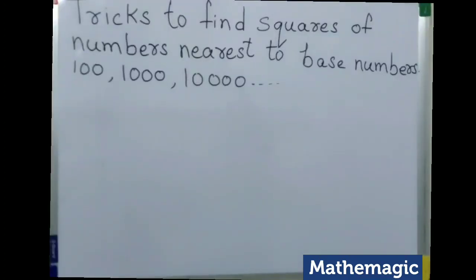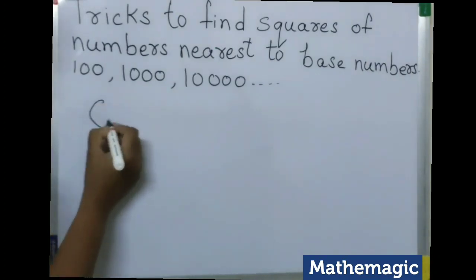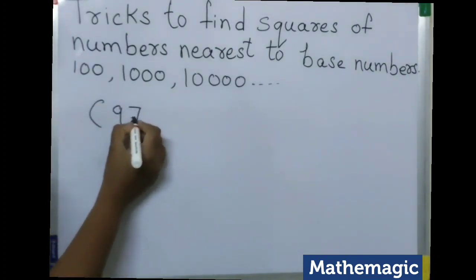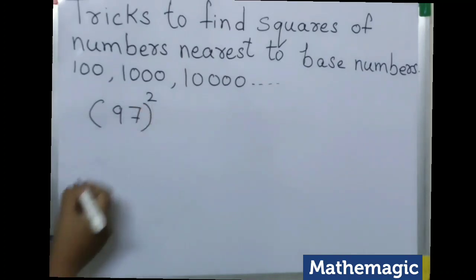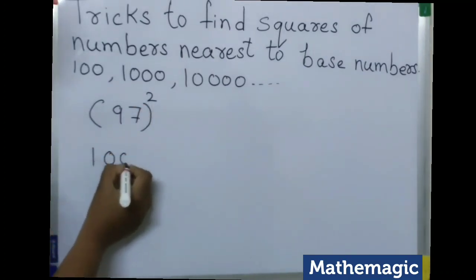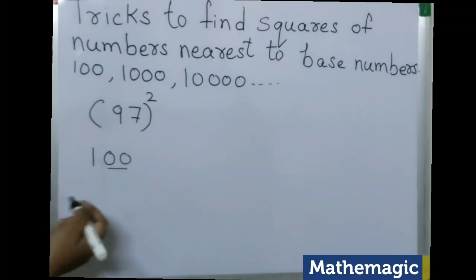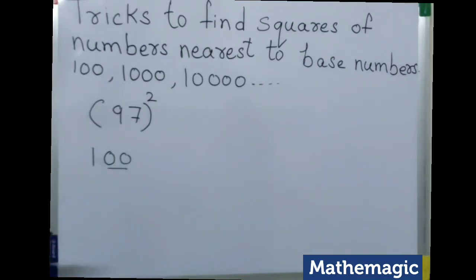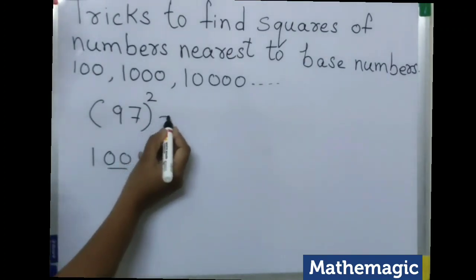So till now we have seen, we have found the squares for bigger numbers than the base numbers. Now we will see how to find the squares of numbers which are smaller than the base numbers. So let's start with the first example for the smaller ones. Let's take first number as 97. 97 is a nearest number to 100. 100 has 2 zeros. So a little bit difference is there while following the steps.